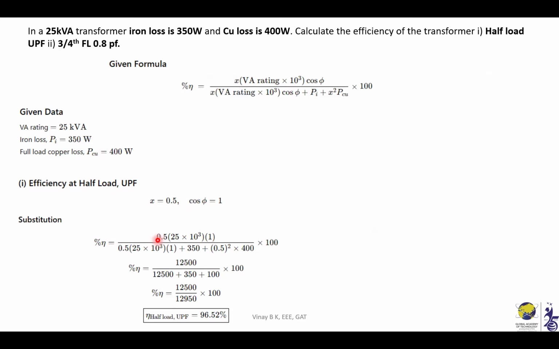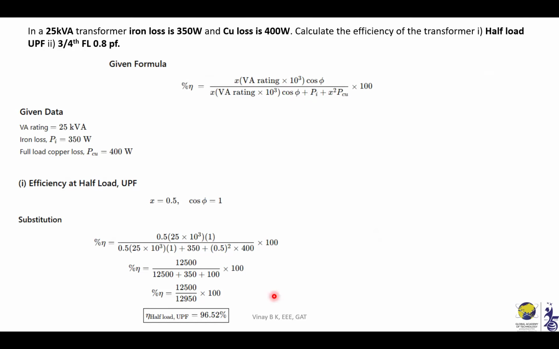You know X is 0.5 and VA rating is 25 into 10 to the power 3 and power factor is 1, divided by output power plus iron loss we know, that is 350 plus X square, that is 0.5 square into copper loss we know, that is 400. Substitute these values in your calculator properly, then you'll get the efficiency for half load as 96.52%.